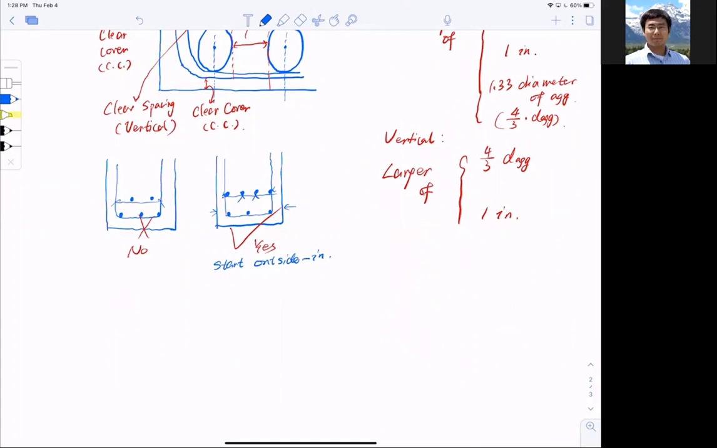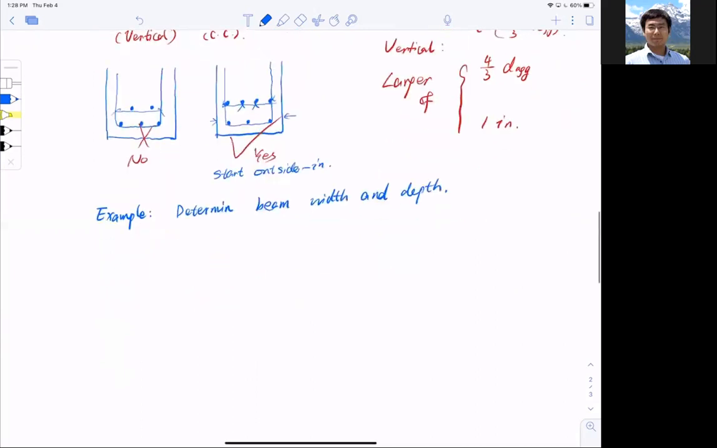But now I want to talk about specifics. That means I want the calculations. So here I want to give an example: determine beam width and depth. Now you start asking why beam width. You told me already it's got to be determined by the width of the support system. Yes, but I also have to consider how many bars you're going to put in, because bars need spacing. That takes a lot of width, right?